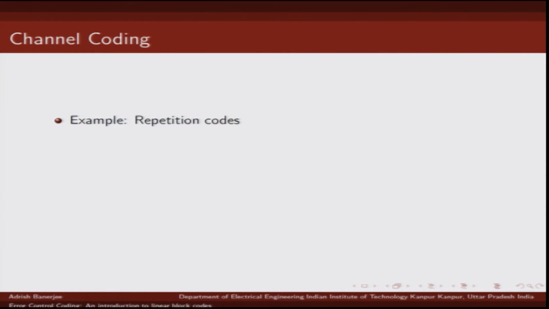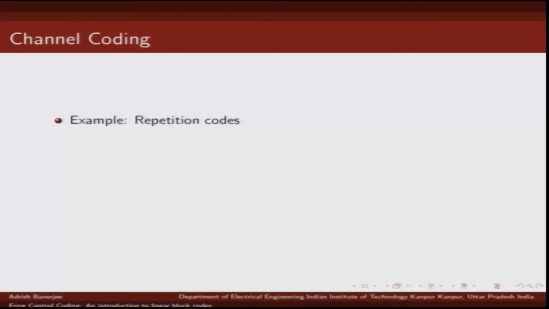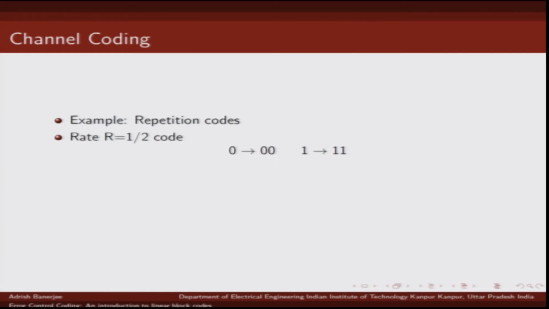So, let us take a very simple example of error correcting codes and illustrate how we can use them to detect and correct errors. The example I am going to show you right now is what is known as a repetition code. The rate is defined as the ratio of the number of information bits to the number of coded bits. When I say rate 1/2 code, I mean there is one information bit, or one message bit, and there are two coded bits. In a binary repetition code, we repeat whatever the information bit is.